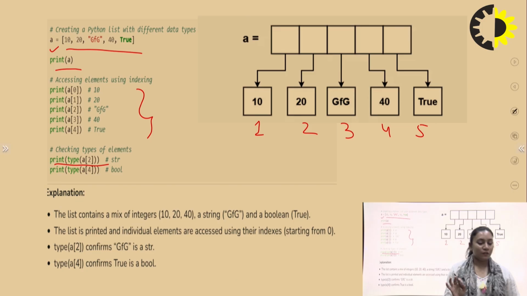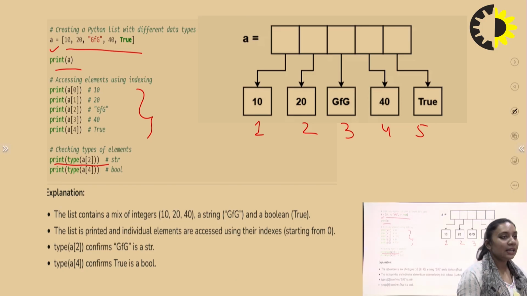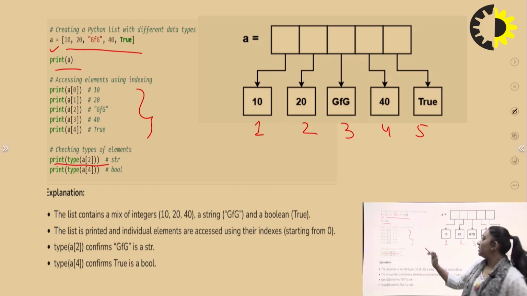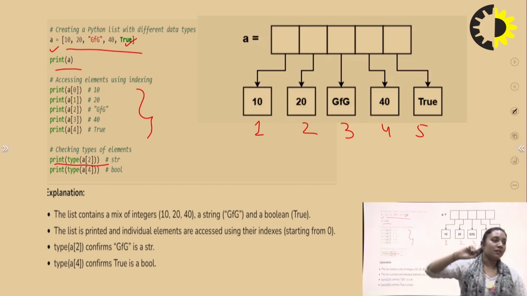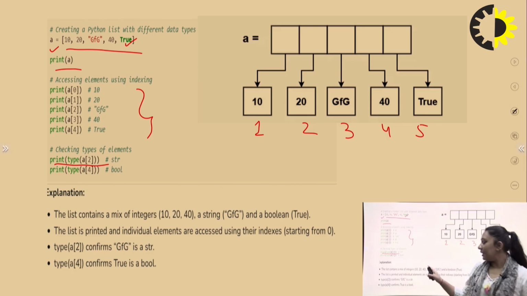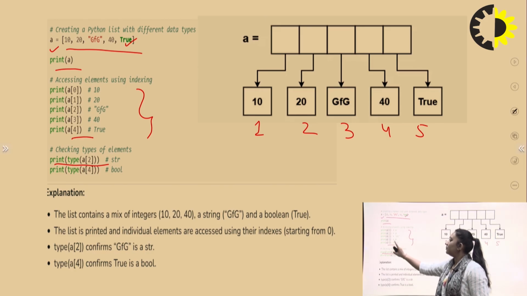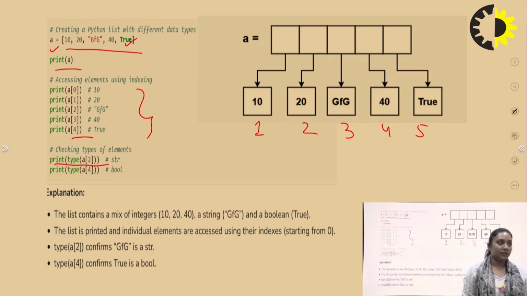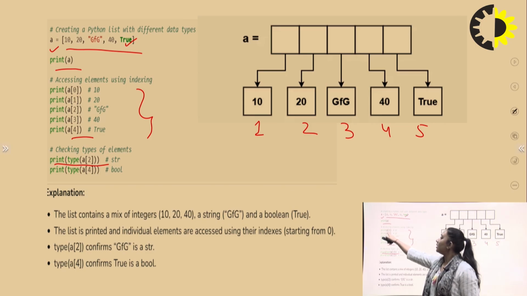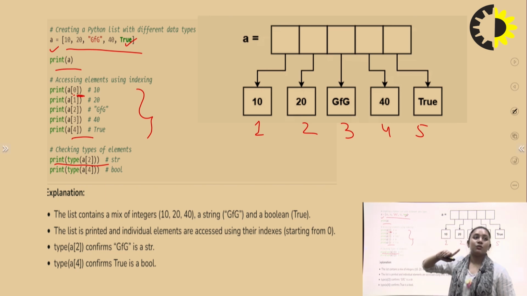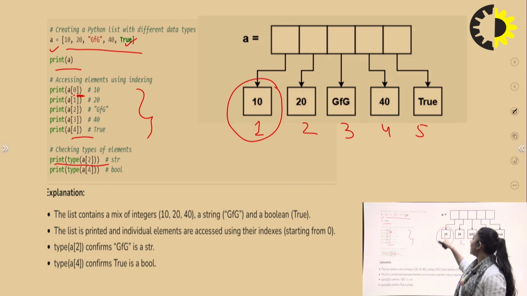The explanation of this in the mixed list is that it can hold an integer, a string, and also a boolean value, right? Next, it can be accessed by the indexing value. Print A, the list of A, the index value is 0. So what does it print? It prints 10. Sorry, it started from 0.